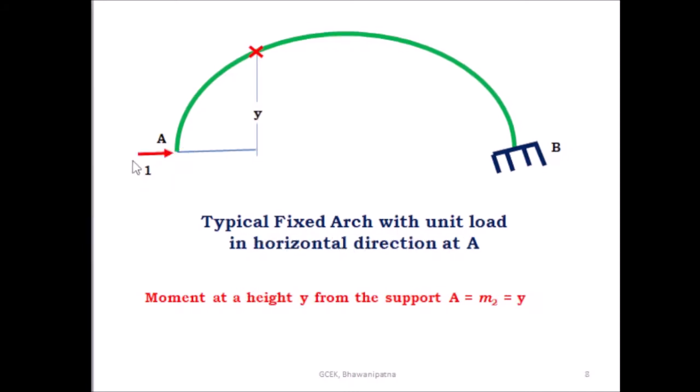Similarly, apply the unit horizontal force at A, and find the moment at a height y from the support A. So what is the moment here due to this unit horizontal force? This moment you can denote by M2. M2 is equal to 1 into y. So the moment at a height y from the support A is M2, which is equal to y.